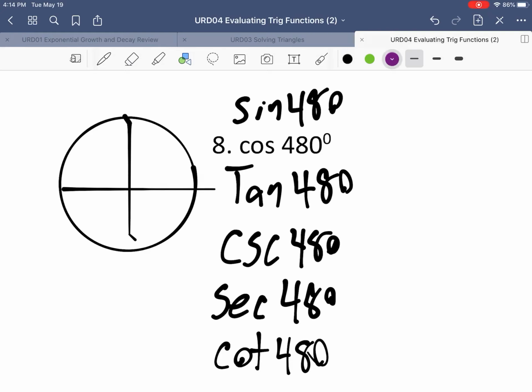All right, so I'm going to draw some straight lines, and we're going to figure out where 480 is. So this is 0, 90, 180, 270, 360 is going to be here. Then 450, then 540. 480 is going to be somewhere between 450 and 540, so 480 is going to be here. So I'm going to draw our angle to this point.